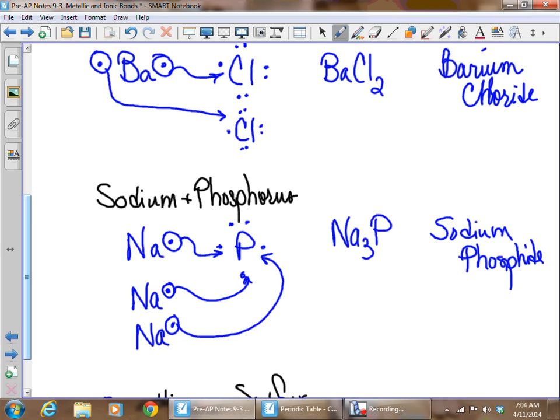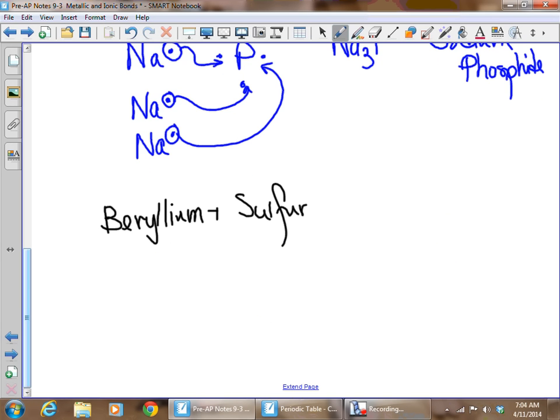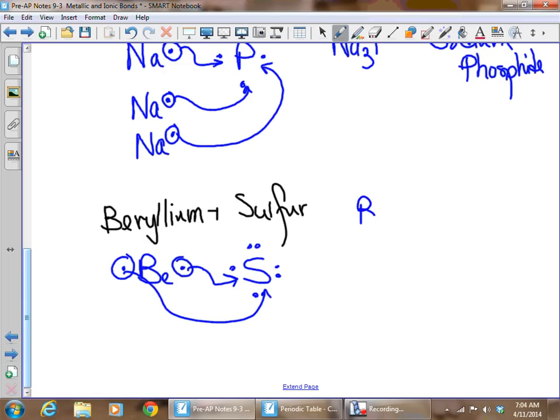The last one that we want to do, look here at beryllium, which looks like this, and sulfur, which looks like this. Beryllium wants to give away 2, sulfur wants to gain 2. So it looks like for our example here that that's a pretty perfect match. So that is going to be a 1-to-1 reaction, and we get beryllium with sulfur in a compound. 1 beryllium matches up with 1 sulfur, and we get the compound beryllium sulfide.